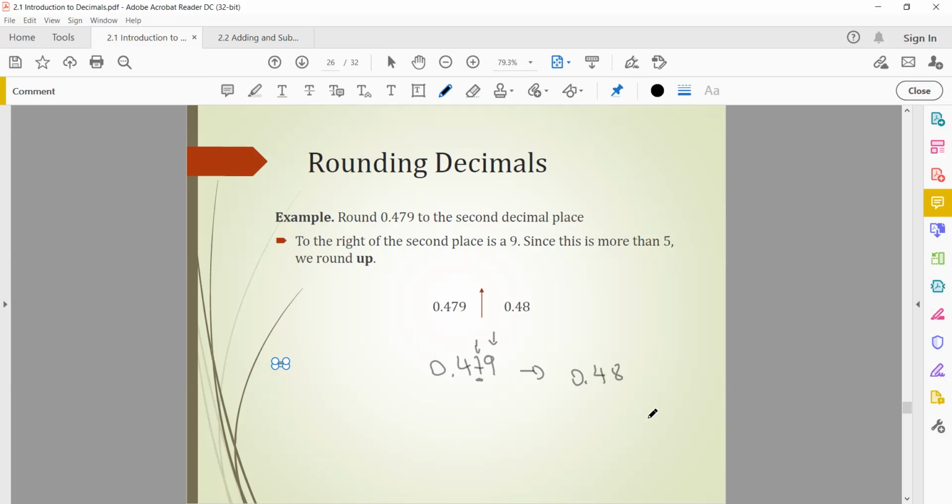Again, the logic of this is that it would be the equivalent of having 479 and rounding to 480. That's the logic that it pretty much uses.